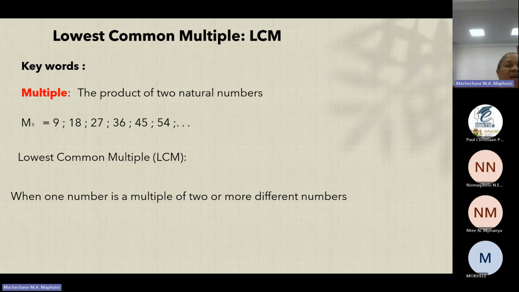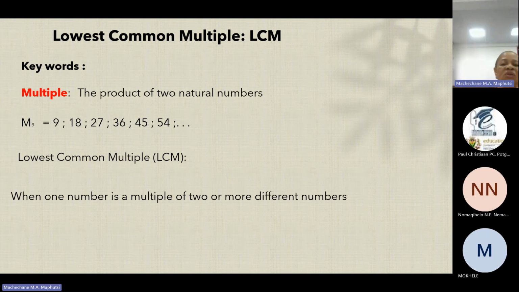We talked of a factor, meaning that a factor is that number that divides into a number. So now what is a multiple? It is the product of 2 natural numbers. Okay, now let's see examples of multiples of 9. Multiples of 9 will be 9. If I multiply 9 by 1 is 9, by 2 is 18, 27, 36, 45, and 54 up to infinity. So those are the multiples of 9.